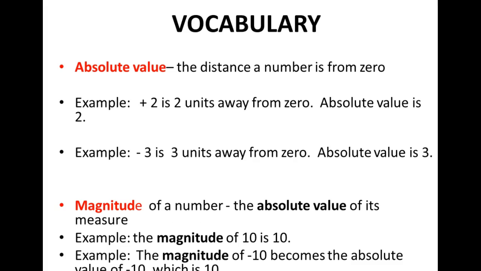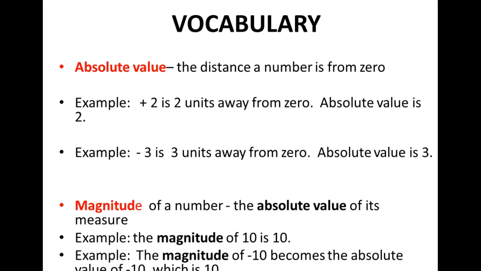The absolute value is the distance a number is from zero. For example, positive 2 is 2 units away from zero. Absolute value of positive 2 is 2. Another example would be negative 3. Negative 3 is 3 units away from 0. Therefore, the absolute value is 3.